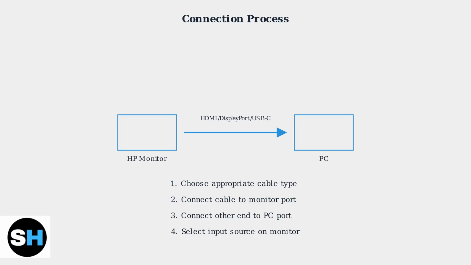HP monitors typically auto-detect signals, except USB-C, which may require manual selection. Once connected and the input source is selected, your HP monitor should display your PC's output. The connection is now complete and ready for use.